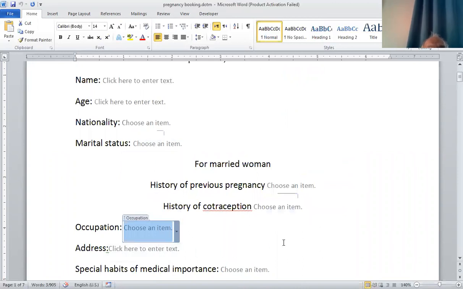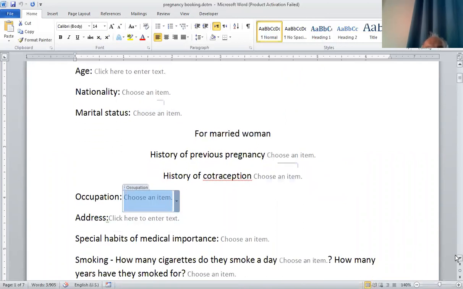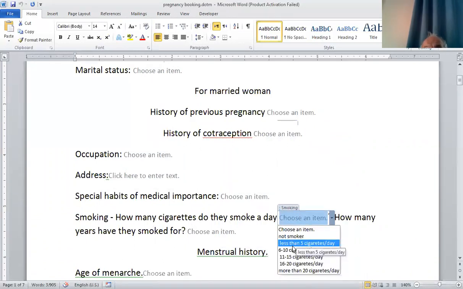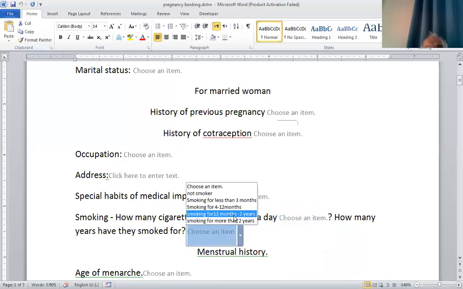And then what is the address of the patient? Then we mention the special habits of the patient, whether she is a smoker, takes alcohol, or is addicted to narcotics or non-narcotics. If she is smoking, how much: less than 5 cigarettes per day, or 6 to 10, or 15, or 20, or more than 20 cigarettes, and for how long she has been smoking: not smoking, less than 3 months, more than 3 months, up to 1 year, more than 1 year, up to 2 years, more than 2 years.